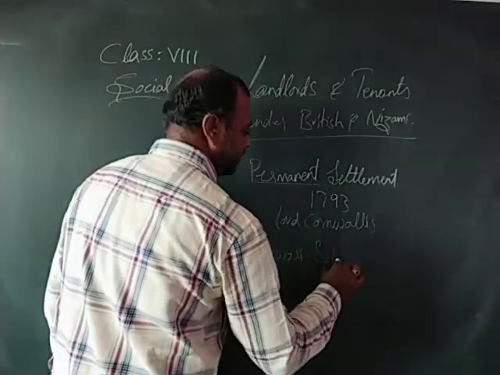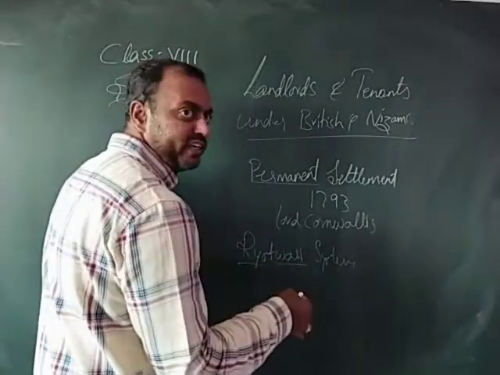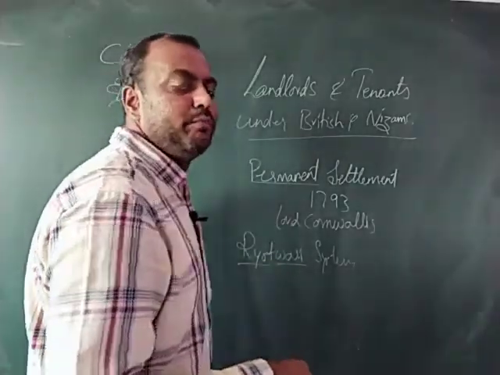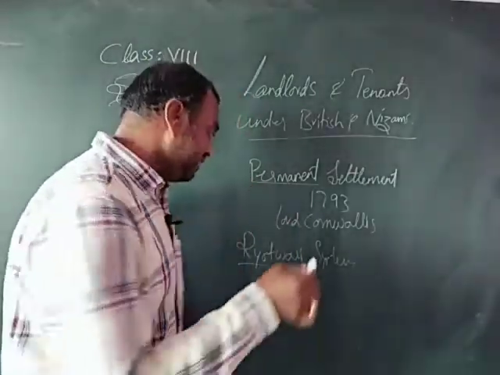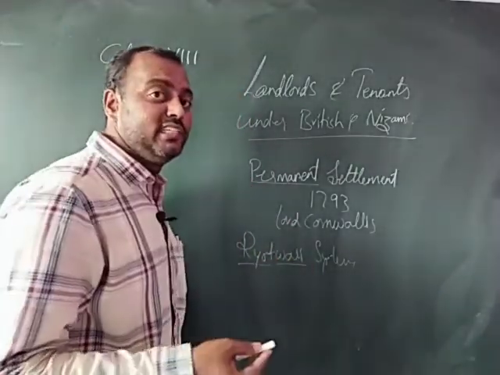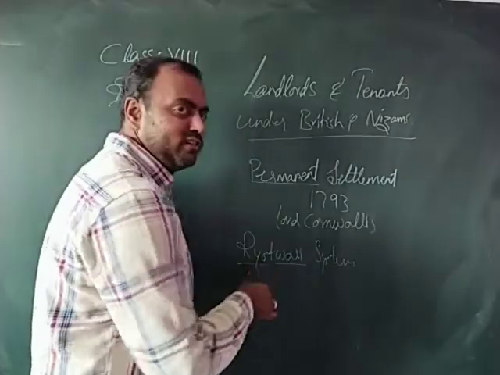So what is this Raituwari system? Raitu means the cultivator and Wari means tenure. That is nothing but the peasant tenure system, called the Raituwari system. Was this system successful in encouraging agricultural practices in India? No. Even this was not successful.